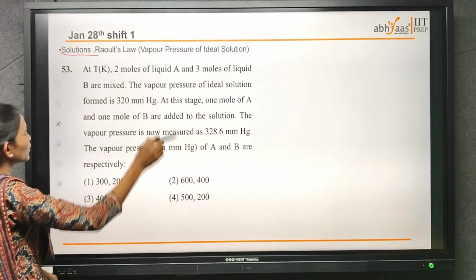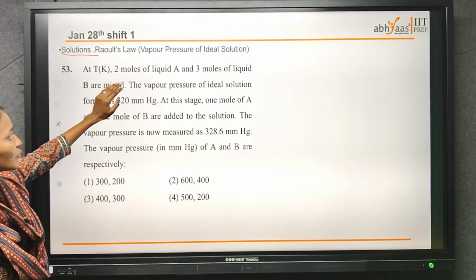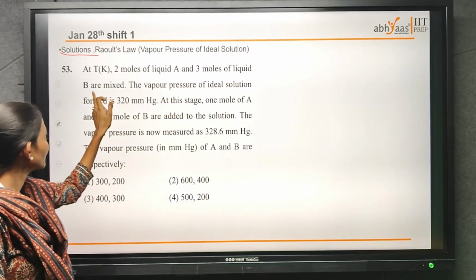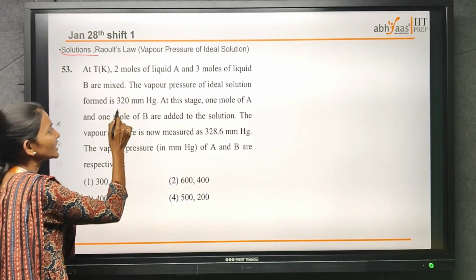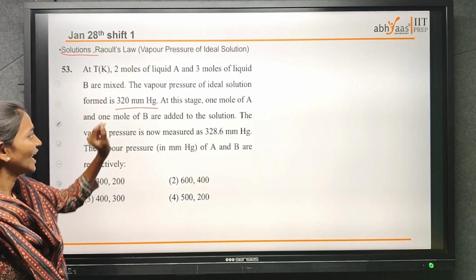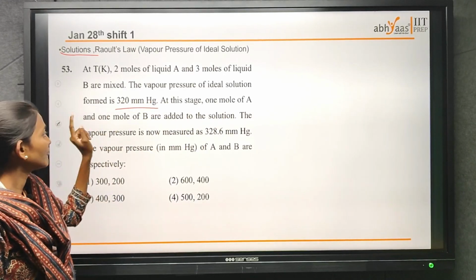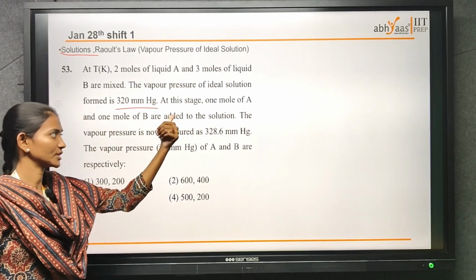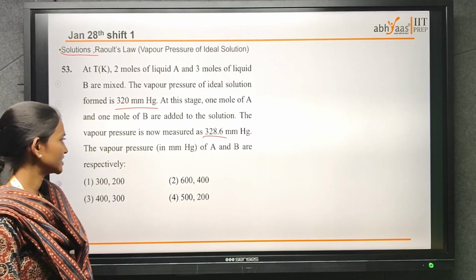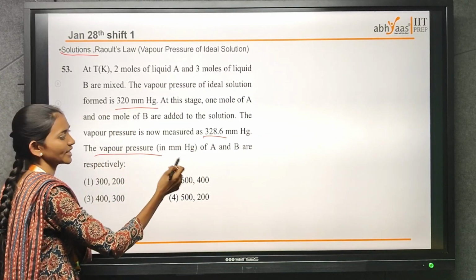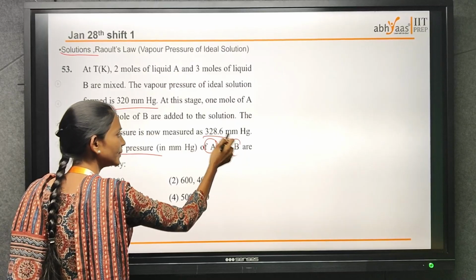This question was asked from solutions at a given temperature in Kelvin. 2 moles of liquid A and 3 moles of liquid B are mixed. The vapor pressure of the ideal solution formed is 320 mmHg. At this stage, 1 mole of A and 1 mole of B are added to this solution. The vapor pressure is now measured at 328.6 mmHg. They are asking for the vapor pressure in mmHg of A and B, right?